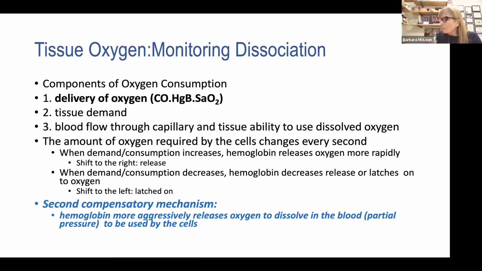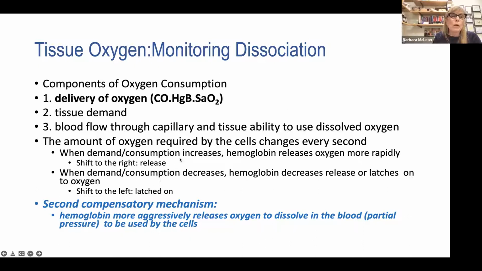Now, remember, the amount of oxygen your cells need changes every single second. But when your demand or consumption increases, your hemoglobin is going to release more oxygen. That's known as a shift to the right release. That means when you look at the SvO2, it's gone down because they released oxygen. When their demand or consumption decreases, the hemoglobin will latch on to the oxygen. That's called a shift to the left.